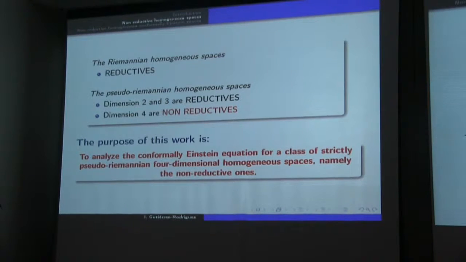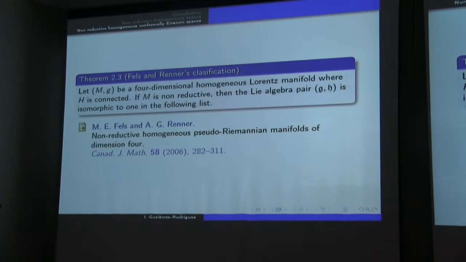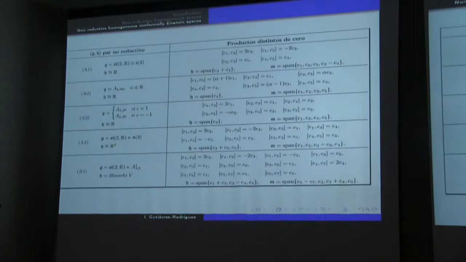So the purpose of this work is to analyze the conformally Einstein equation for non-reductive pseudo-Riemannian homogeneous spaces of dimension 4. In this paper, Fels and Renner give a classification in terms of the Lie algebra. They have this theorem: if M is non-reductive, the Lie algebra pair is isomorphic to one in the following list. For example, A4 is the six-dimensional Lie algebra where this is the Heisenberg algebra. In some bases, the non-zero products are given by this equation.